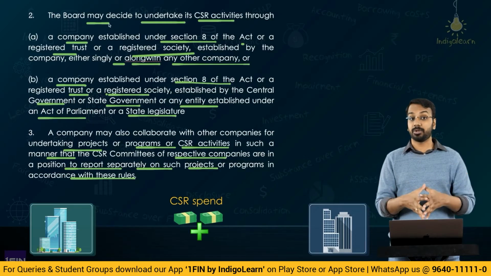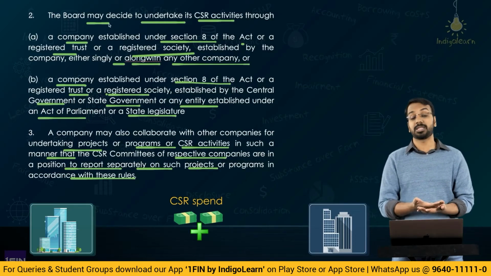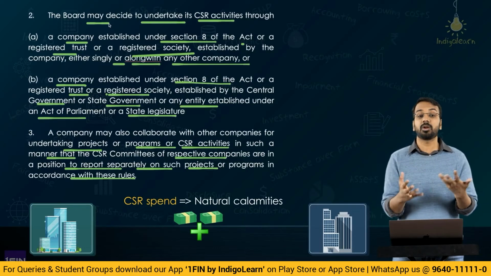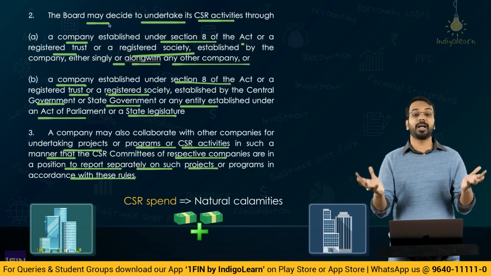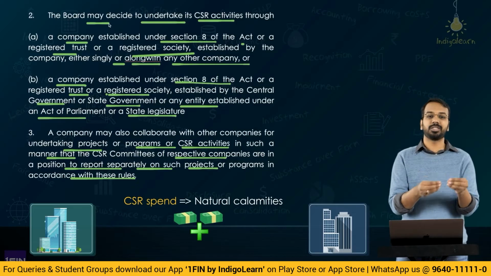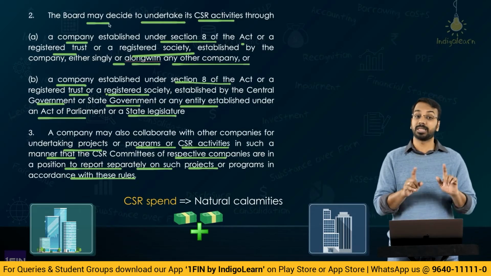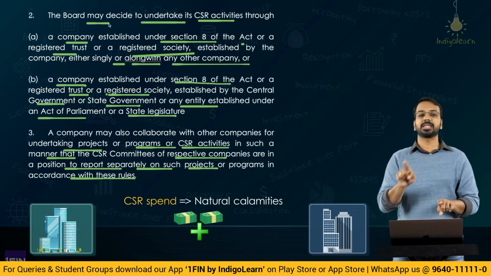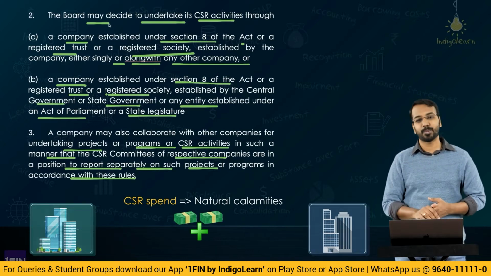Now, these kind of collaborations could be seen, especially in case of things like earthquake, tsunami, floods and all of that, where a single company may not be able to do. So, 2-3 companies may come together and do the activities related to CSR activities. But then, you must be able to report your activities separately as per the CSR policy.